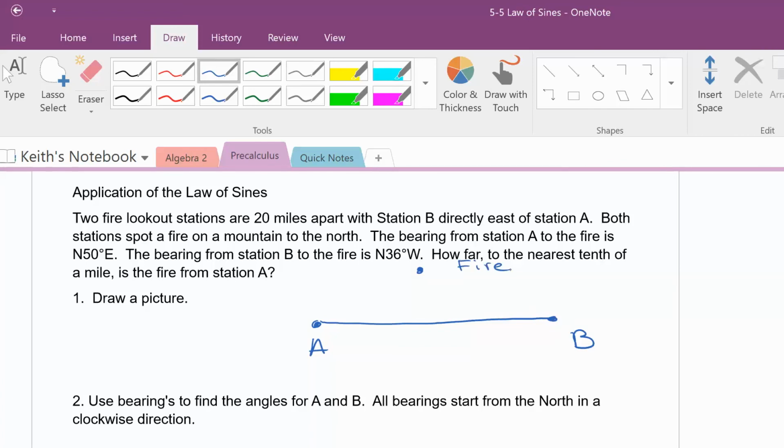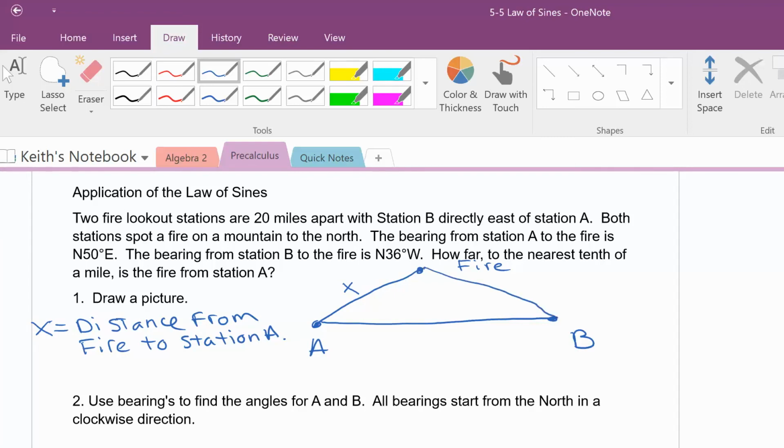The bearing from station A to the fire is north 50 degrees east. The bearing from station B to the fire is north 36 degrees west. How far to the nearest tenth of a mile is the fire from station A? So basically, this is what you're trying to find here. So x is the distance from the fire to station A. But we can also make a triangle here.